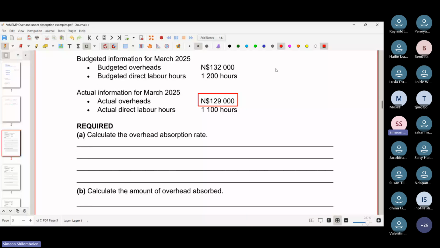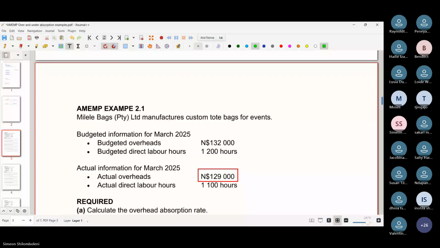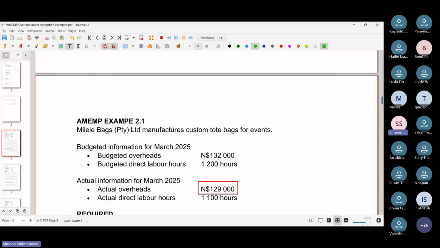Secondly, someone, what must we do? Actually, I must not go to the question. Let me just do it here. Secondly, what must we do? You calculate the absorption rate. Perfect. Can we calculate the absorption rate quickly? Absorption. 110. 110 per labor hour. 110 per hour. You can put per labor hour or per hour, it's fine. That's number two.